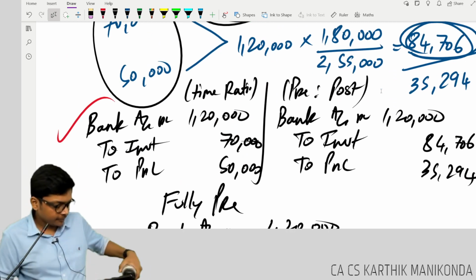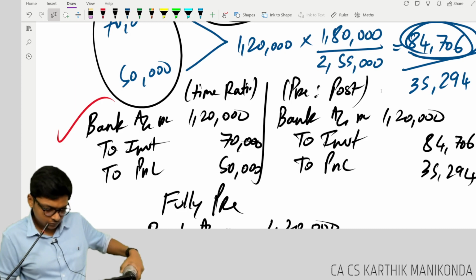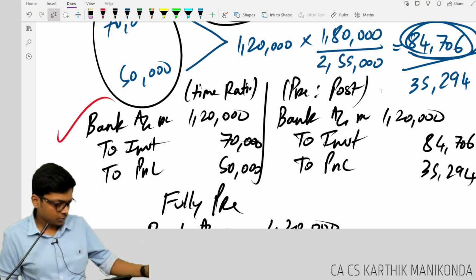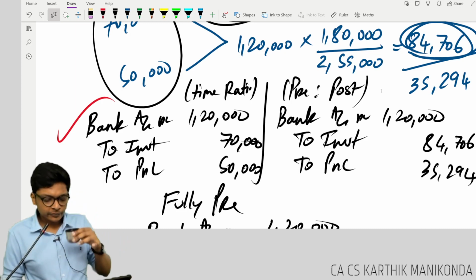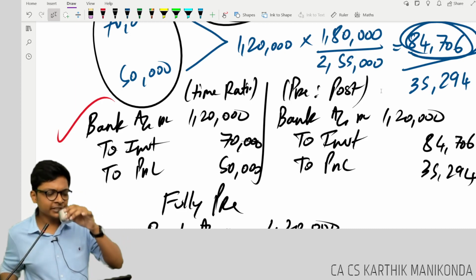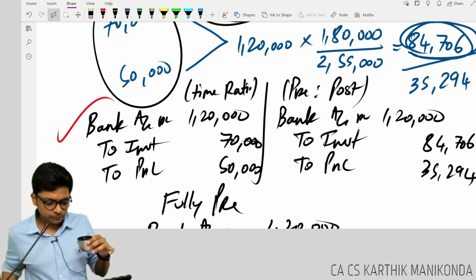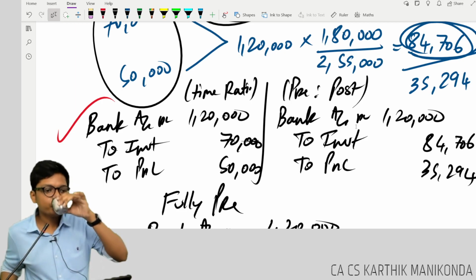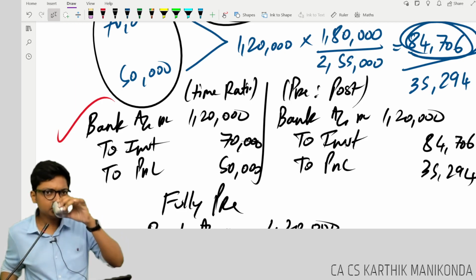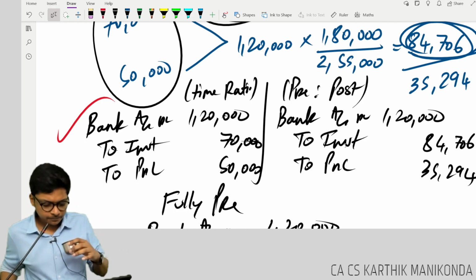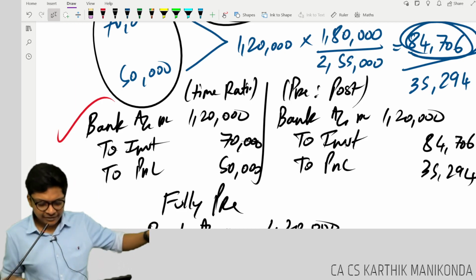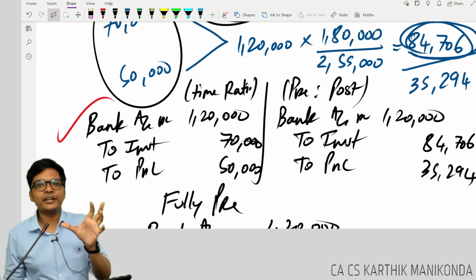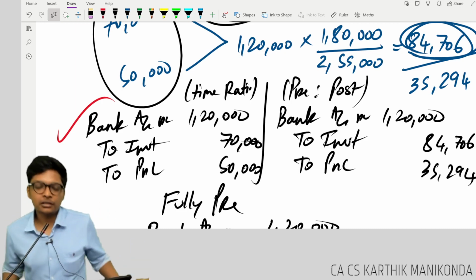Yes, Vignesh. Dividend, as far as I remember, is always one method only: face value of shares into dividend rate. That's it.